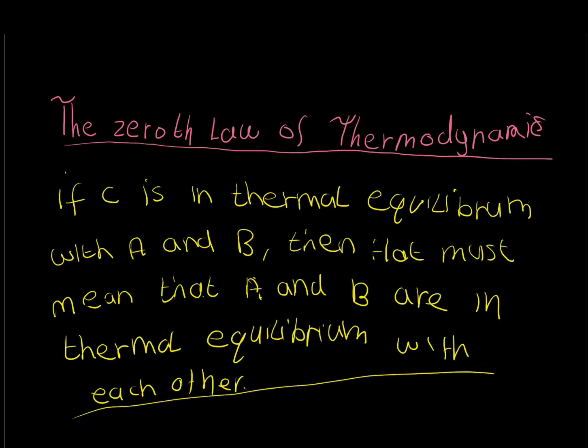So the zeroth law says, if these are 3 systems, A, B and C, and C is at thermal equilibrium with A and B, then that must mean that A and B are in thermal equilibrium with each other. So let me show you an example of that.